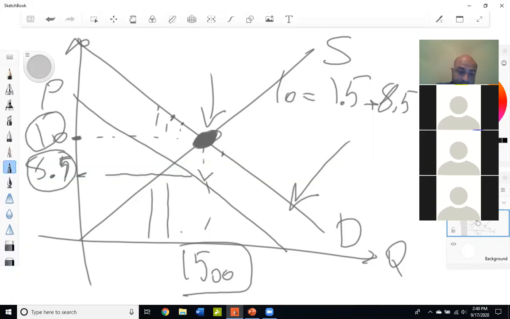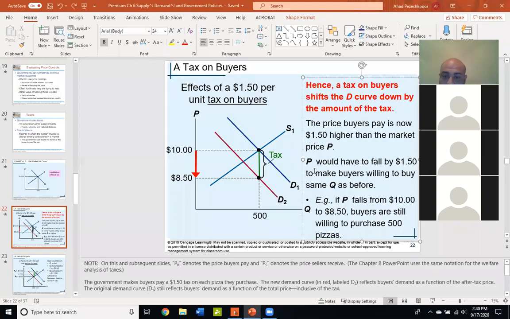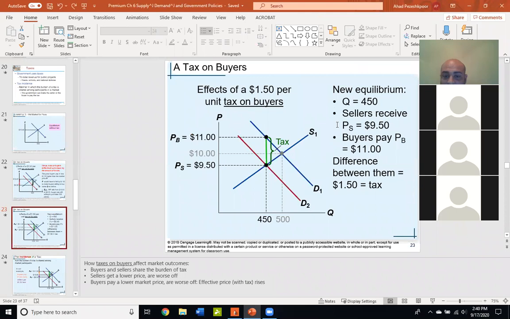Pizza Hut needs to fire one of its employees and reduce its production because it's no longer profitable to sell 500 at $10. What they do is that Pizza Hut moves along this curve. They would have to reduce their production to be able to stay profitable. Buyers are still willing to purchase 500 pizzas, yes, but then sellers would reduce their production to this much, 450.